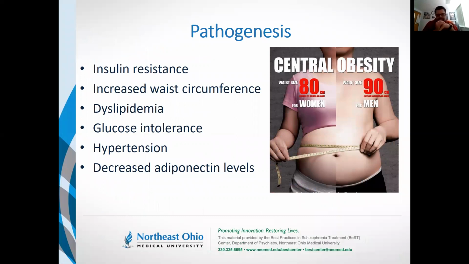Okay, so the pathogenesis of metabolic syndrome, there's insulin resistance, increased waist circumference, dyslipidemia, or altered cholesterol breakdown, glucose intolerance, hypertension, and decreased adiponectin levels. And we'll go into this pretty soon also, but you see in the diagram, the waist size, try to stay below 80 centimeters for women or 90 centimeters for men. Anything beyond that will be positive for meeting the criteria for metabolic syndrome.